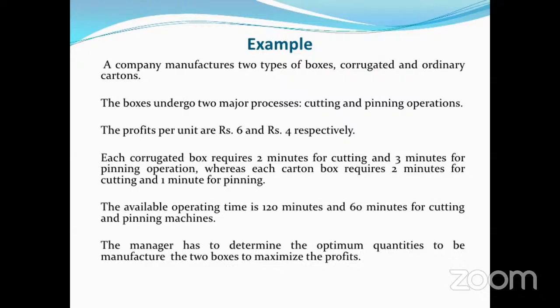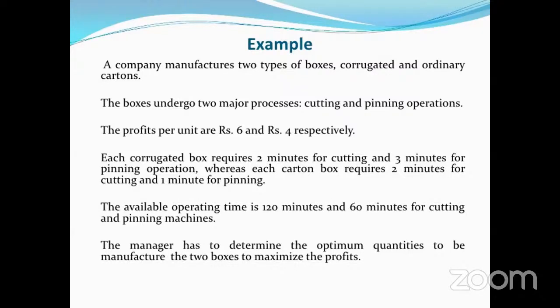So first, as I said, identify the decision variables. Very good. So what are the decision variables? Cutting and pinning are the decision variables? Upon which are you getting the profit of 6 rupees and 4 rupees? On the corrugated and ordinary cartons, sir. Right. That means our decision variables are corrugated and ordinary cartons, for which profit maximizing is 6 for the corrugated and 4 for the ordinary.